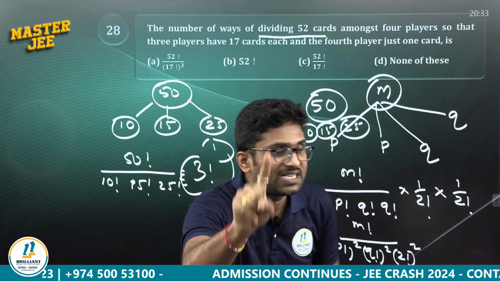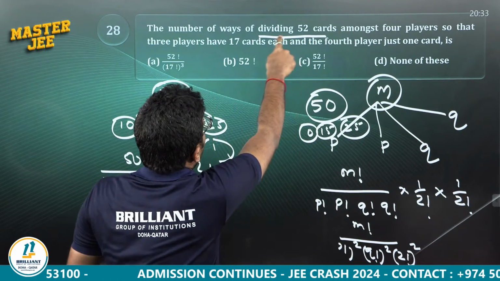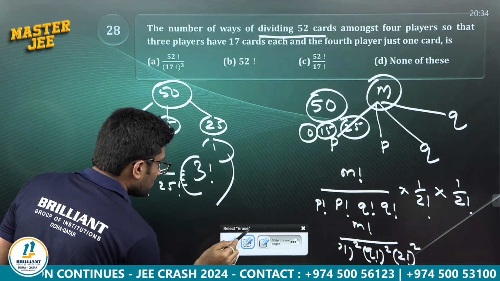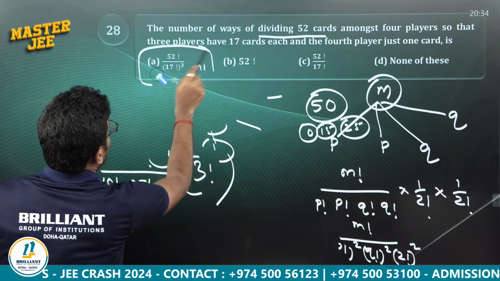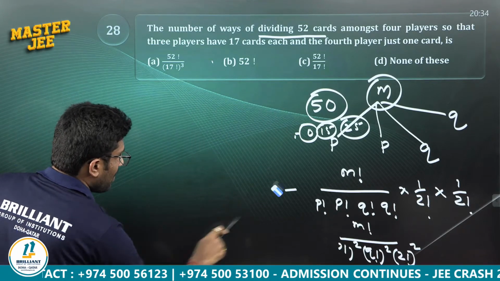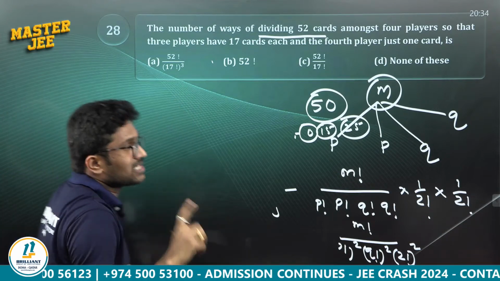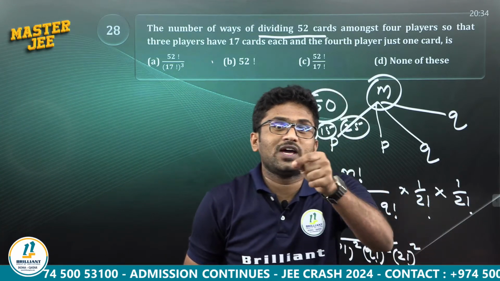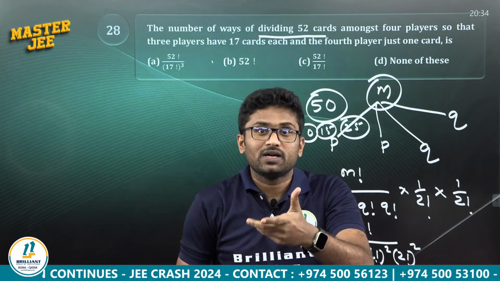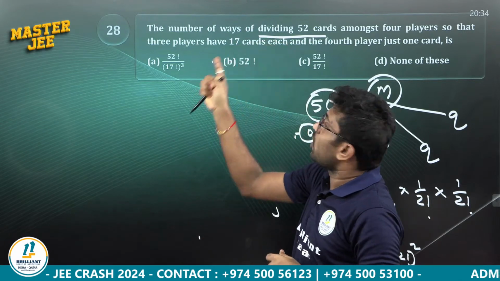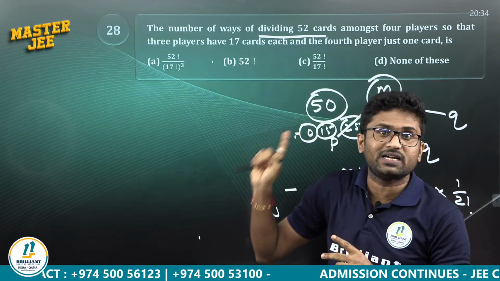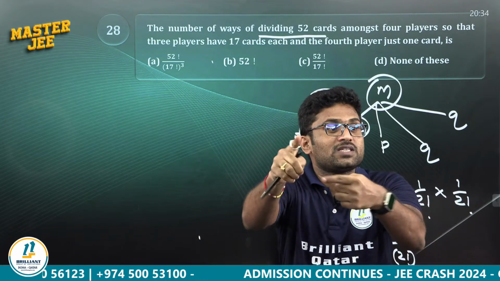Now in the given question they just asked us to only divide. That's the reason we are not distributing them. Now imagine, friends, the same problem if it is asked for distribution. With what are we supposed to multiply? If the same problem has asked for distribution: distribute 52 cards among 4 persons such that 3 persons get 17 cards and 1 person gets 1 card. In how many ways can we distribute?